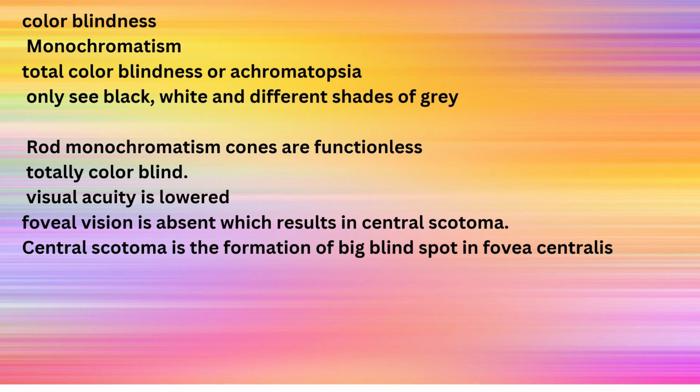Central scotoma is the formation of a big blind spot in the fovea centralis region. Normal people have the blind spot in the optic disc area, that is a small blind spot. Normally we can feel it at the 30-degree angle in the temporal field. But in the rod monochromatism, a big blind spot occurs in the fovea centralis region.